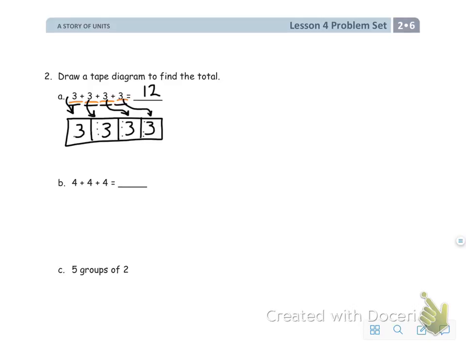Moving on to problem B. This is going to be exactly the same. I'm going to go ahead and set up this box for you, just to give you a little bit of help. Now you need to take these numbers up here, put them into the boxes, and then find the total. Alright? So go ahead and pause and give that a shot.